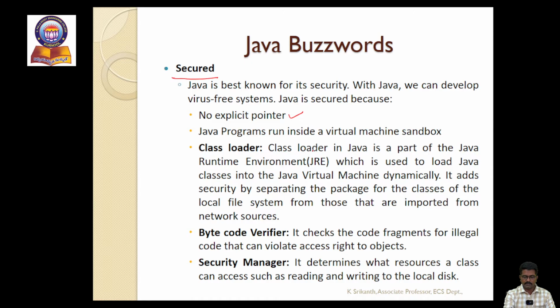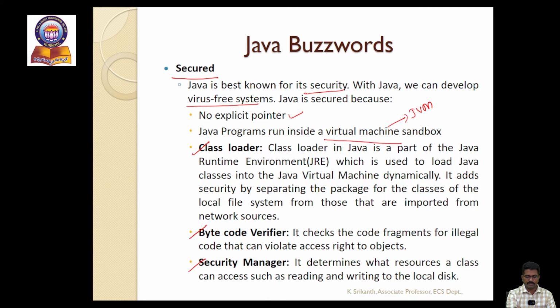And the other one is because of the Java Virtual Machine, right? So JVM. Because of JVM, it is secured, because the JVM consists of the components class loader, bytecode verifier, and security manager, and we have interpreter, just-in-time compiler, and the runtime environment. So the application is run in a secured place. Because of these features, the language is very secured.